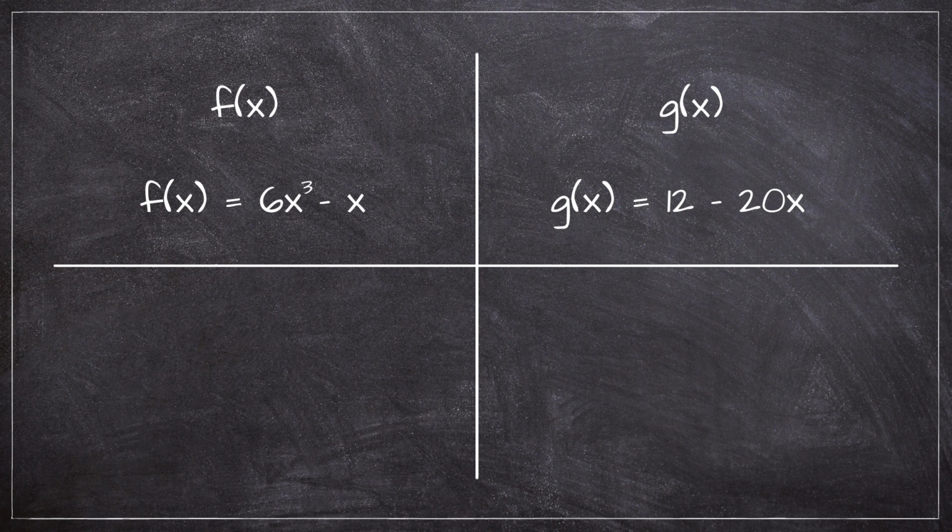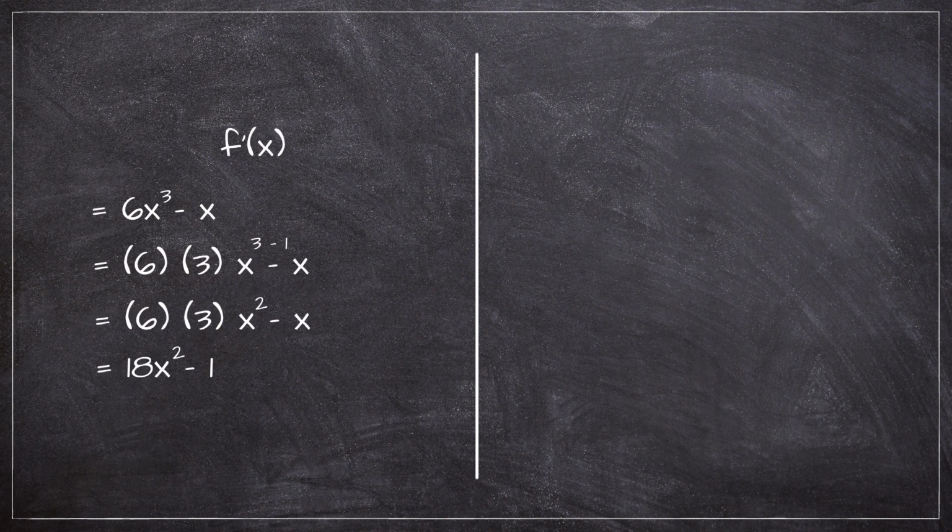For f prime of x and g prime of x, this is the time where we need to find the derivative. To find the derivative of f of x, using the power rule, bring down the value of the exponent, which is 3, and plug it next to 6, so it becomes 6 times 3x squared. Why is the exponent 2 instead of 3? Because according to the power rule, you should subtract 1 from the exponent. 6 times 3 is 18, so the final value for f prime of x is 18x squared minus 1.